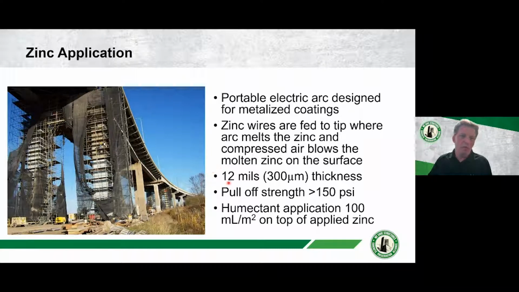We spray it to 12 mils thickness, and then we pull off test. We want to see how good that bond is between the metallized zinc and the concrete, and we'll get typically right around 150 psi. And then in a galvanic system, we'll install a humectant, which is 100 milliliters per square meter on top of the zinc after it's all installed.